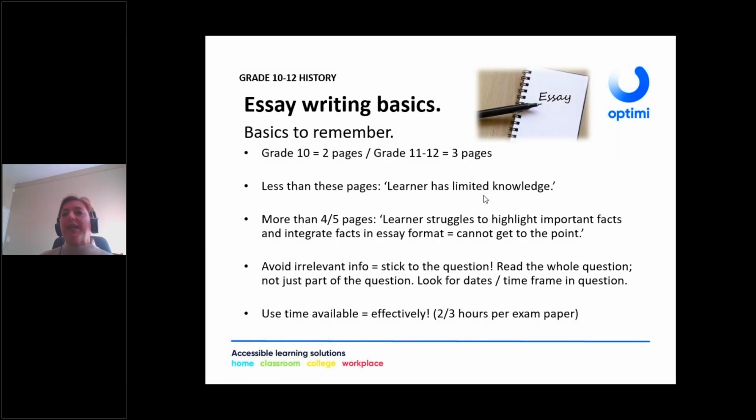Okay, then essay writing basics, also very important. First up, in your instructions, in your question paper, your exam papers, it will state the amount of pages that you need to write in your essay.